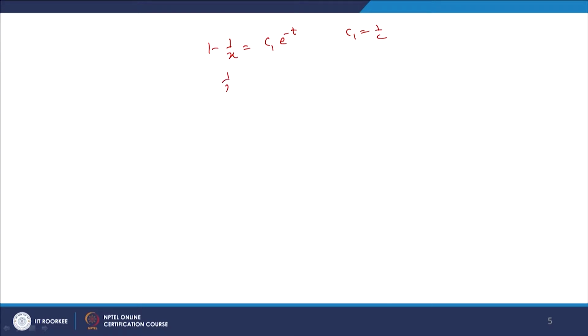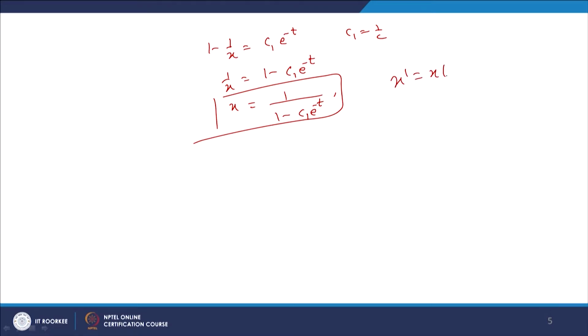So, I can write this as 1 upon x equal to 1 minus c1 e to the power minus t, or I can write x as 1 upon 1 minus c1 e to the power minus t, right, where c1 is some constant which can be determined using the initial condition. So, this is your arbitrary solution of x dash equal to x into 1 minus x here.